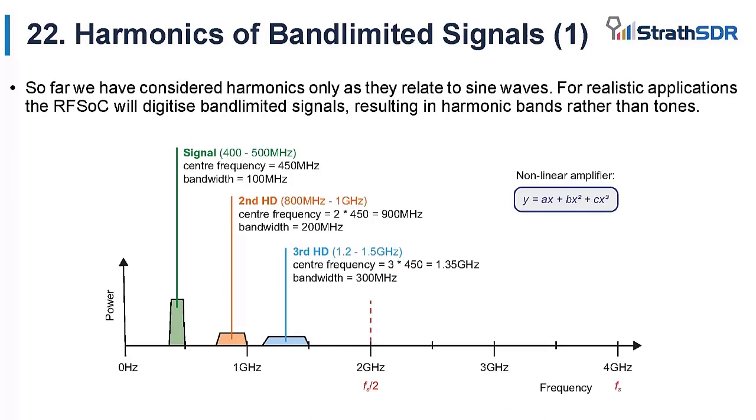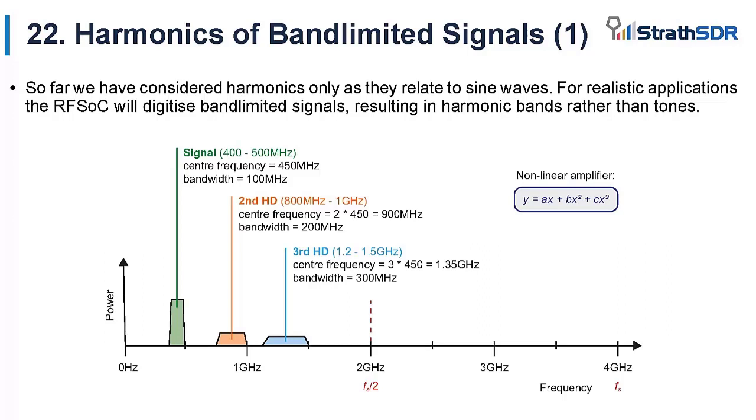Over the next few slides, we'll have a look at some slightly more realistic examples based around the RFSoC and bands of transmitted signals. In this example, we've considered second and third order terms for our nonlinear amplifier. In green, you can see the signal of interest. This is a signal in the band from 400 to 500 MHz. Therefore, the center frequency is at 450 MHz and the bandwidth is 100 MHz.